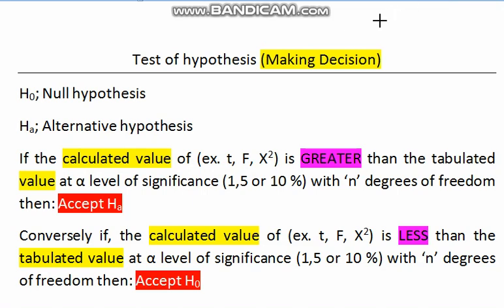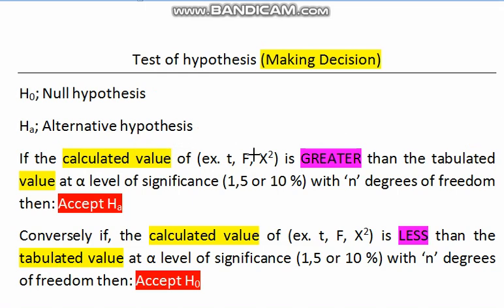Alright guys, let's understand how we make decisions when we do any hypothesis test. Of course, we know we are given the null hypothesis, and we also have the alternative hypothesis. But when to reject or accept which, null or alternative, depends on the value. That is, we depend on the calculated value as well as the tabulated value to conclude whether to accept the null or the alternative hypothesis.